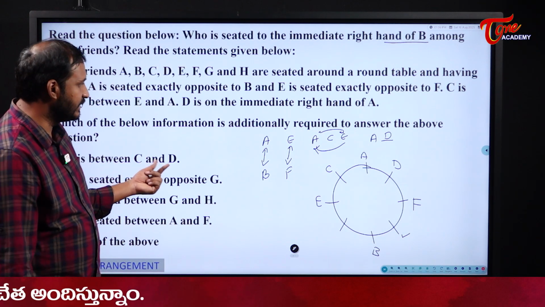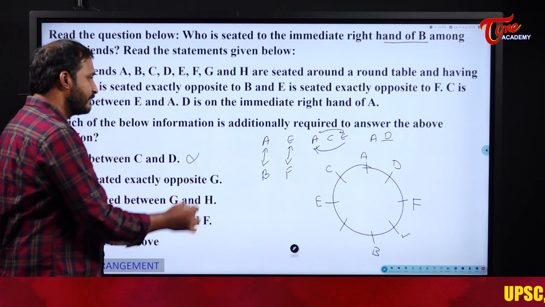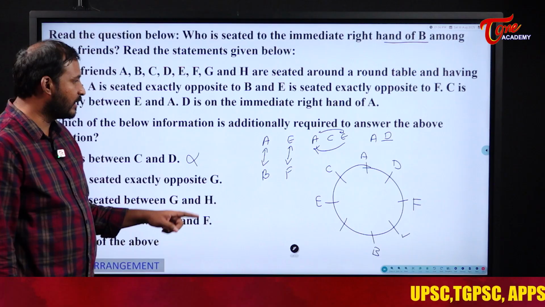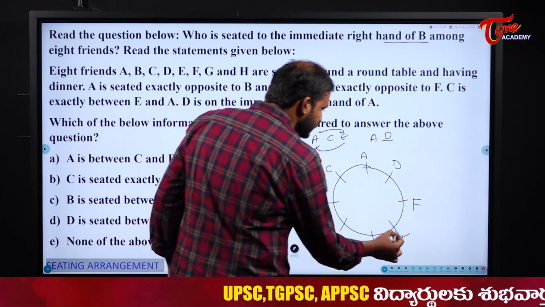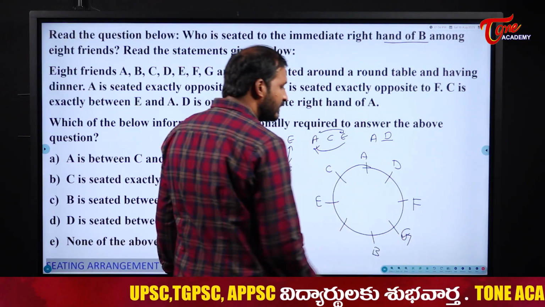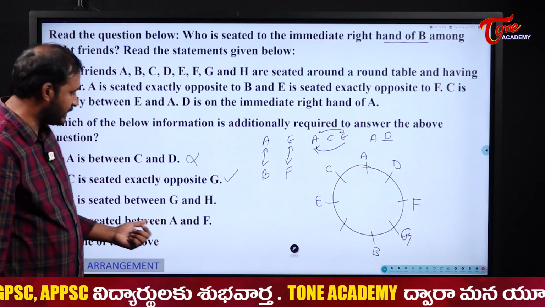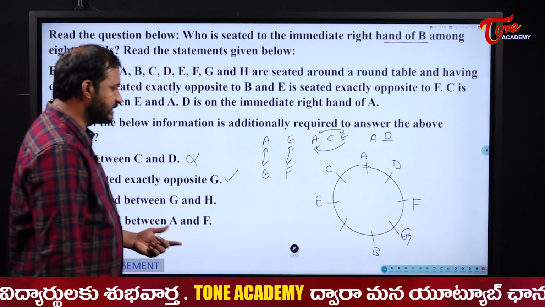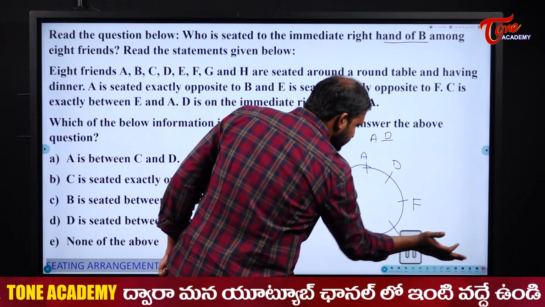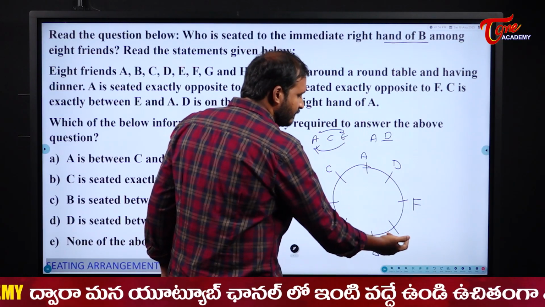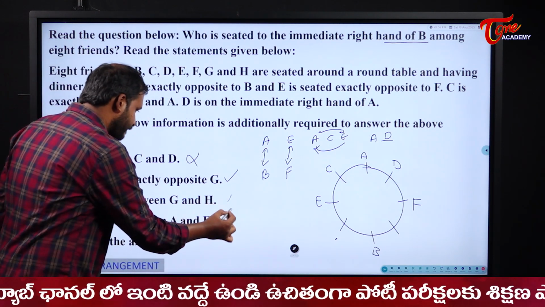A is between C and D. Already we know that one, so it is of no use. C is seated exactly opposite to G. Yes, if C is seated exactly opposite to G, I will have G here and I can tell that G is to the right of B. Okay, this will be my answer, but let us take the remaining ones. B is seated between G and H. If I say simply B is seated between G and H, what happens, students? G can be here, H can be here, or H can be here, G can be here. Still we don't know the exact one by using this one.